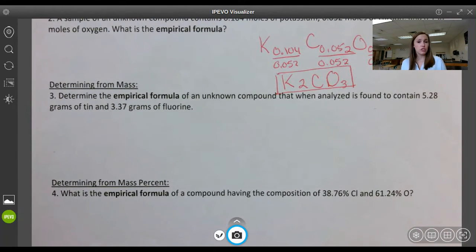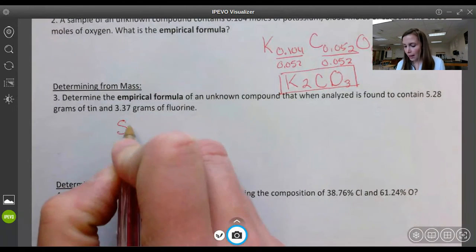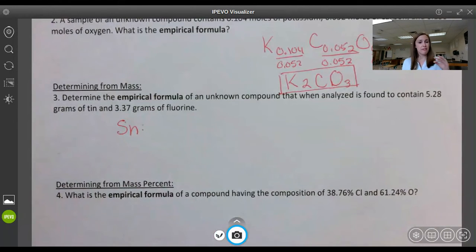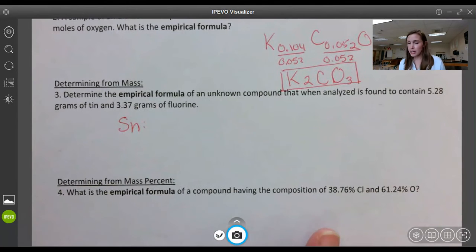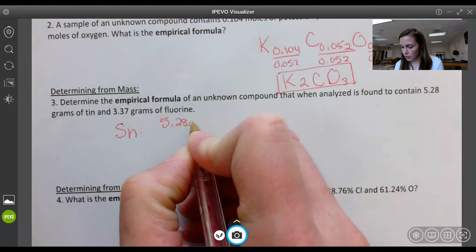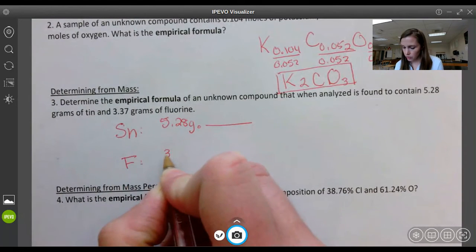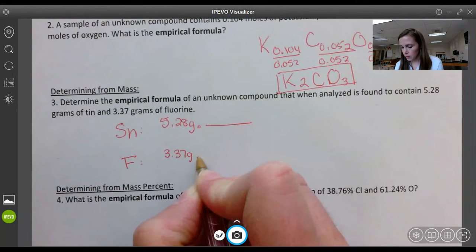So we're going to use the relationship between moles and mass, which is dealing with the molar mass of each element. I would say get right into the habit of keeping everything very organized, because we're going to keep adding to this and building on it. So the more organized you keep it, the better. All right, so with tin, I have 5.28 grams. And with fluorine, there was 3.37 grams.